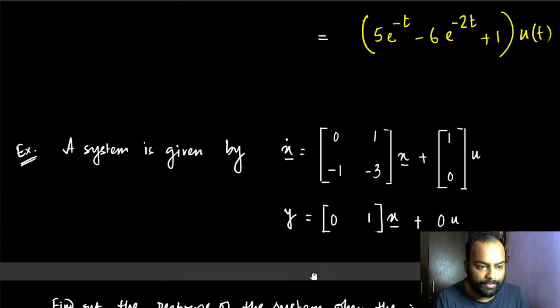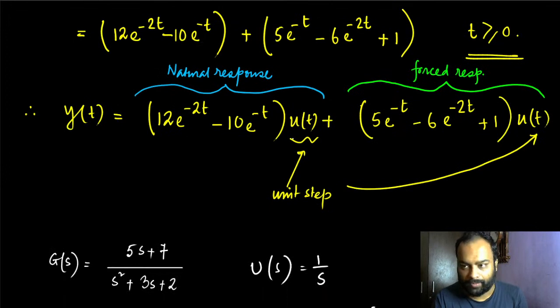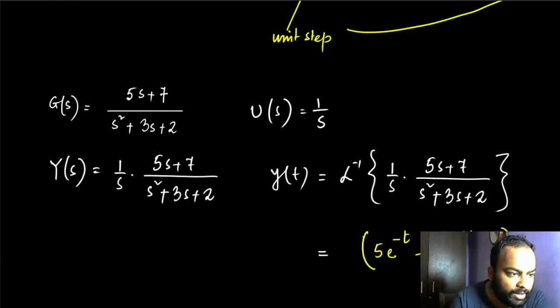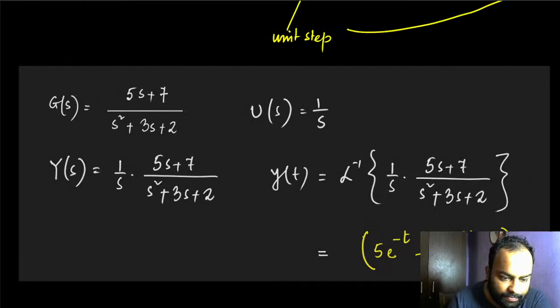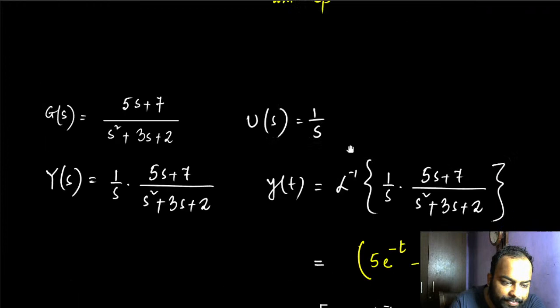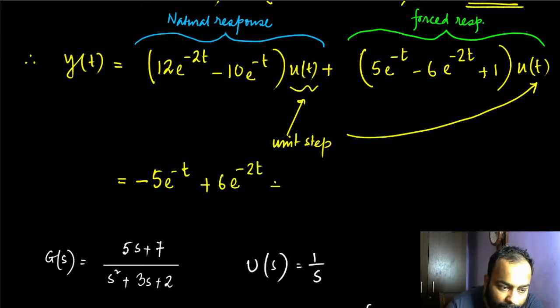Ultimately, I want y(t). Okay, and you should also keep this in split format. See, I could have just added them up, and finally I could have written something like this. You notice very carefully, there is just one more thing I need to mention here. As I brought this up, I could have just added them up, and the final solution would actually be like this: minus 5 e to the power minus t plus 6 e to the power minus 2t plus 1.